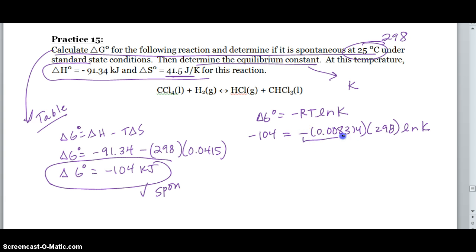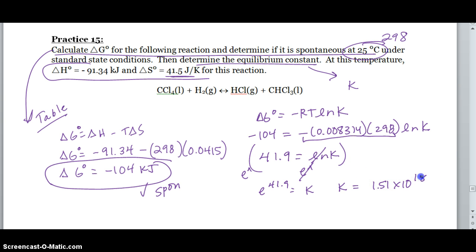So we're going to bring all this stuff to the other side, and we end up with 41.9 equals ln K. So we're going to do this to both sides. Those two cancel each other because they're inverses. And we get e to the 41.9 equals K. So K comes out to 1.51 times 10 to the 18th.